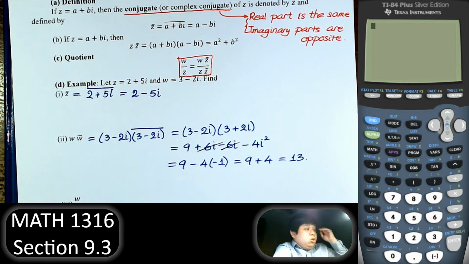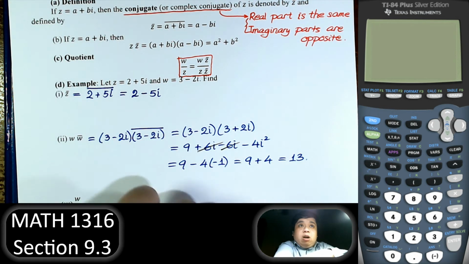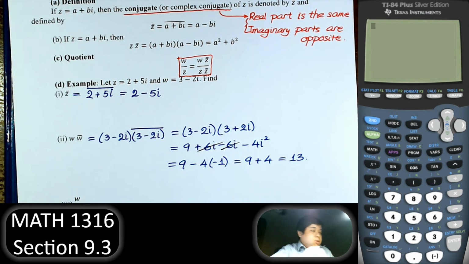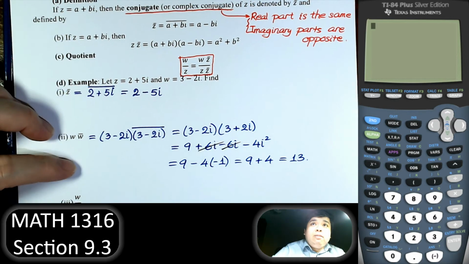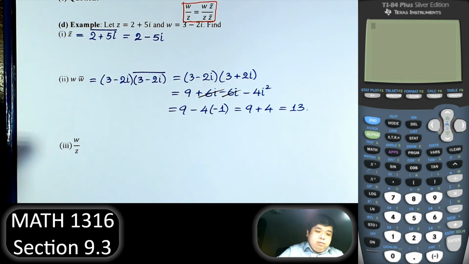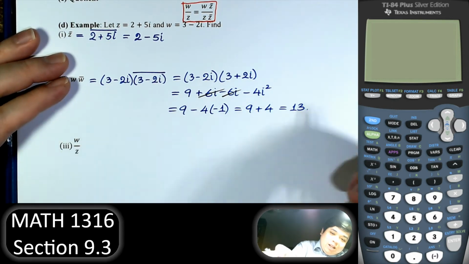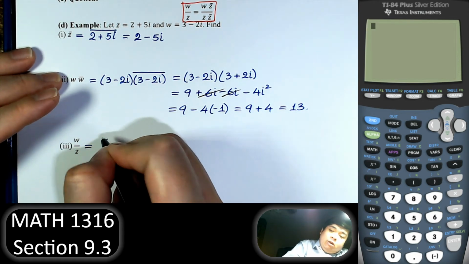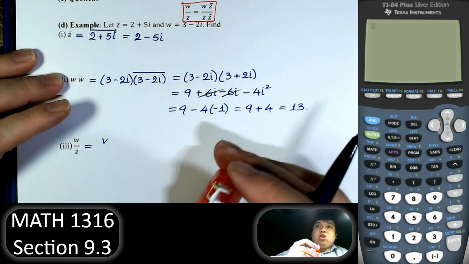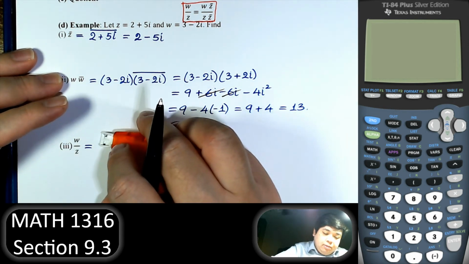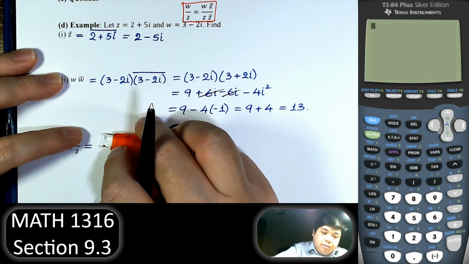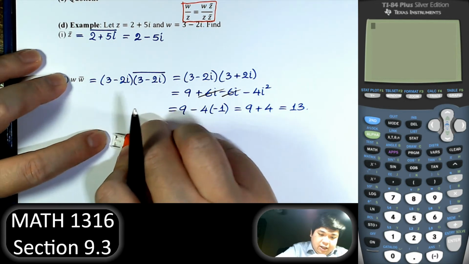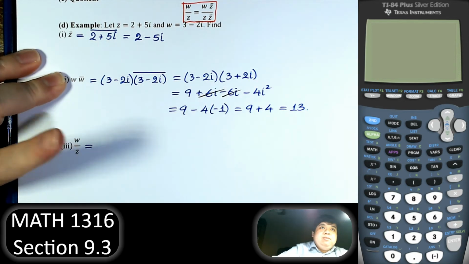In the next section, we will study some significance of w times w bar. But for now, that's all we do. Right, divide. We cannot really divide them, right? We can multiply by the conjugate, top and bottom. I just put the numbers here.